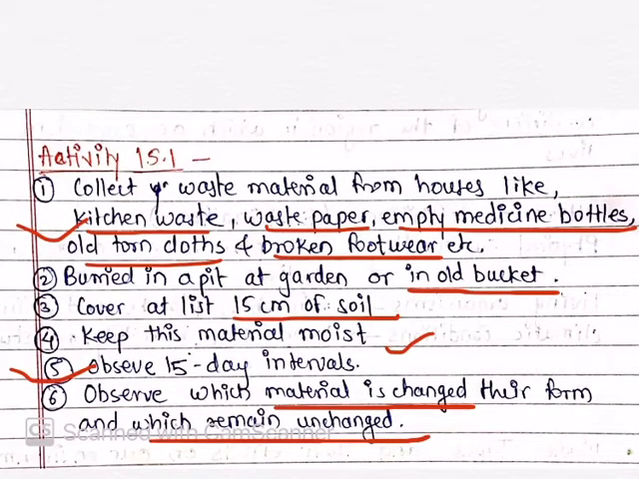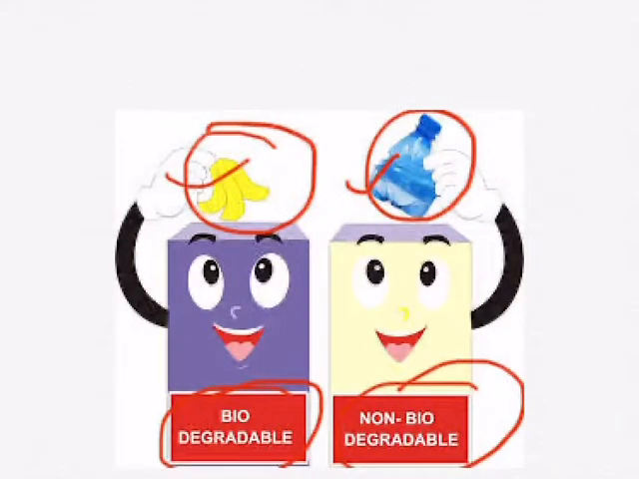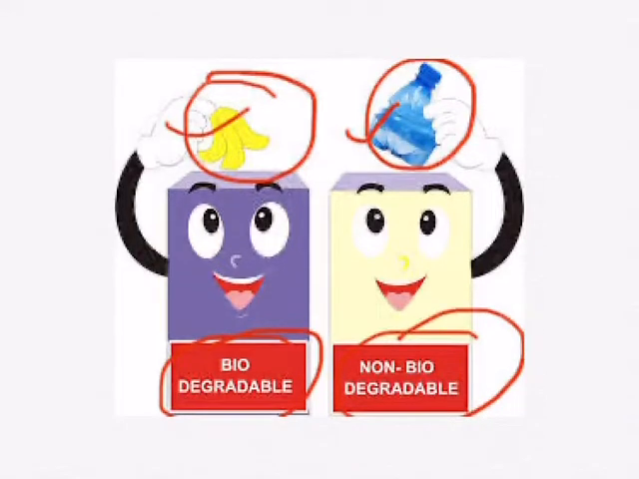Now see this image. In this image you can clearly see a banana peel and a plastic bottle. In this activity, the banana peel will change its color, appearance, and odor. When we consider the plastic bottle, it does not change its color, appearance, or characteristics. On the basis of this, we classify waste into biodegradable waste and non-biodegradable waste.